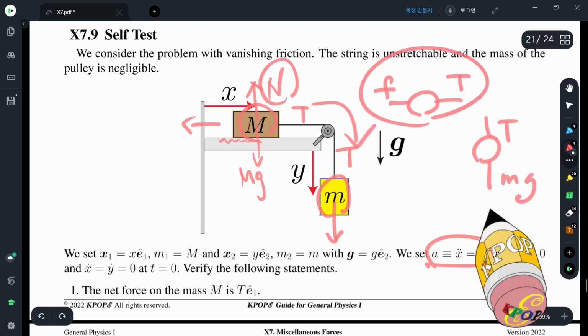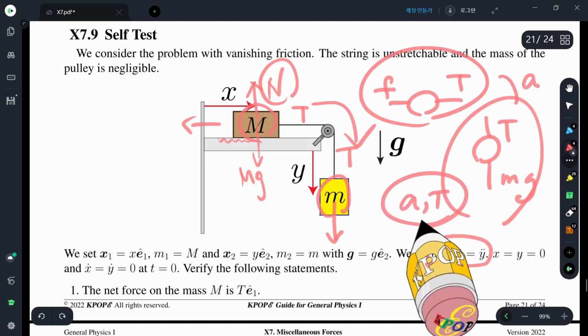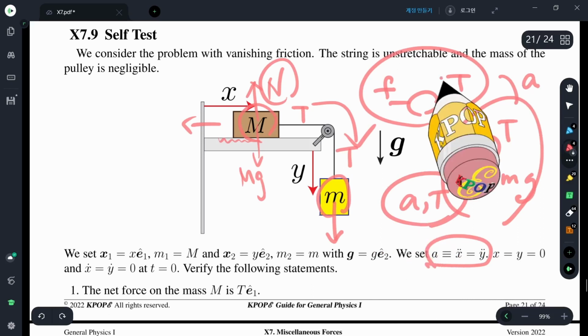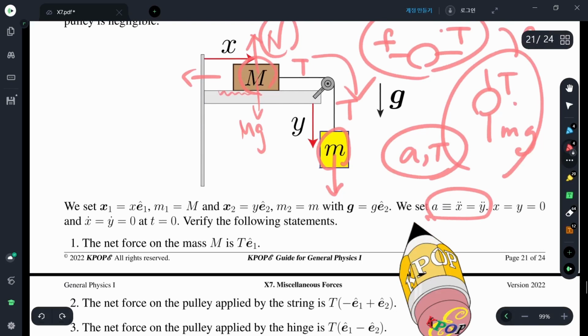So we have two linear equations. We have acceleration, a and t, two unknown variables, two equations. We need to solve a system of linear equations. But I know how to compute inverse matrix. 2 by 2 inverse matrices are trivial. Okay, you can solve this problem.